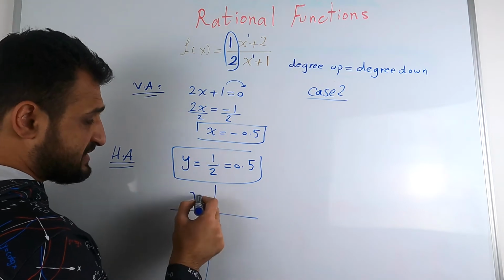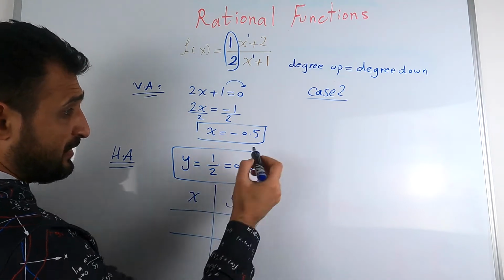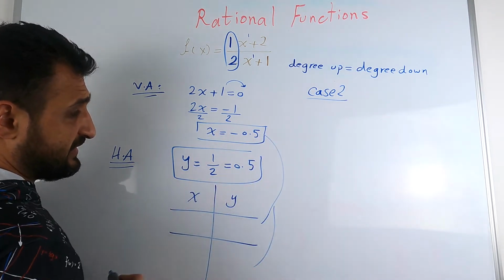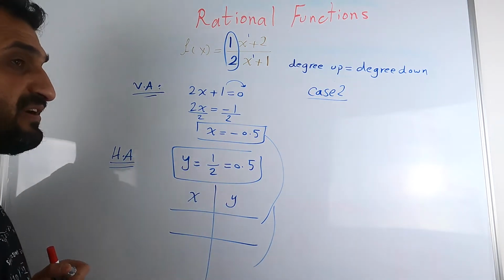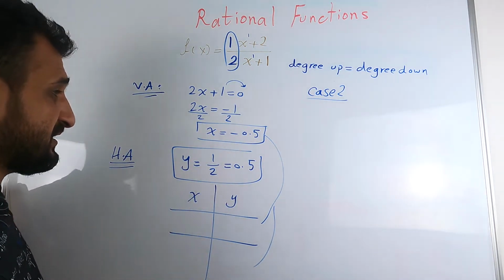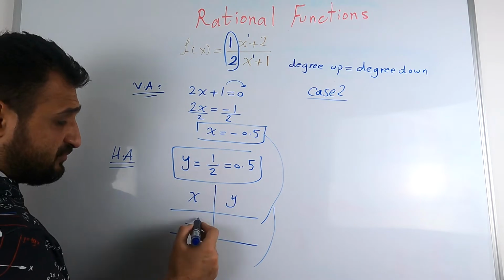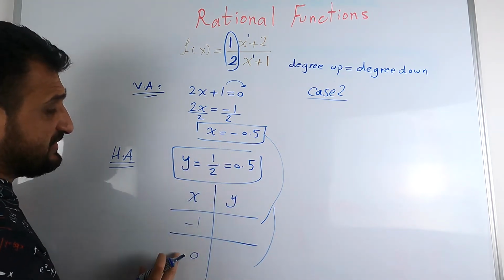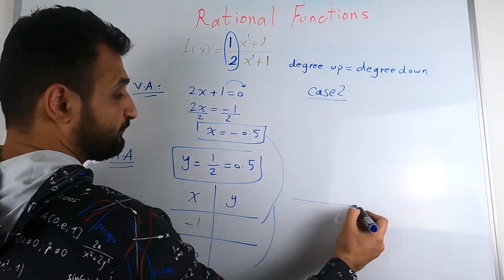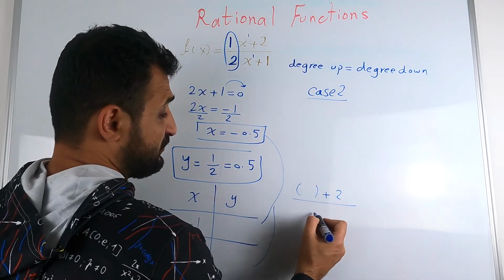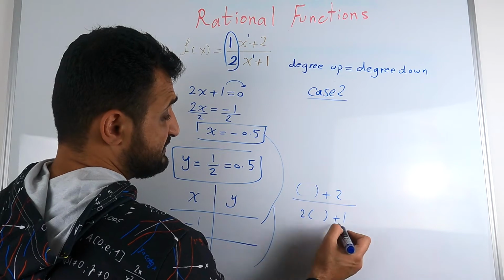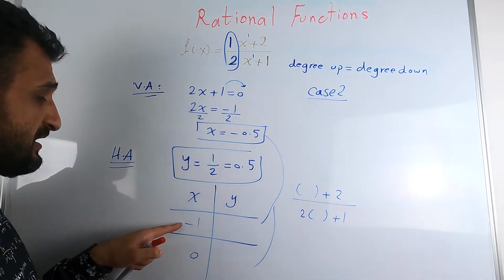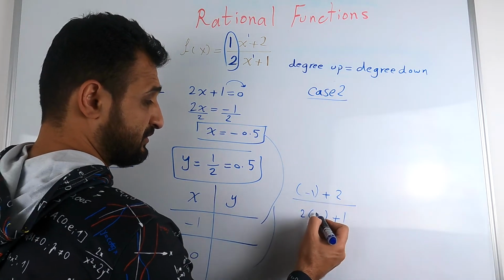Now helping points, step number 3. Go to the vertical asymptote, x equals negative 0.5. Pick up two numbers before it and after it. Let's say negative 1 before it and after it is 0. Now I want you to substitute these in x. Write the function on the calculator, but instead of x you put parentheses. Now start with x is negative 1.